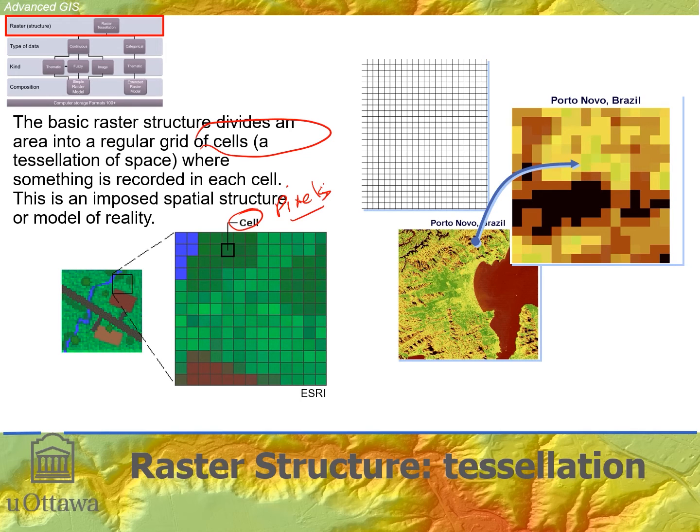But pixels is mainly used in the context of images, and cells in the context of rasters. Thematic rasters are cells or contain cells, and images contain pixels. But we'll see a little bit more about that in the next few slides.